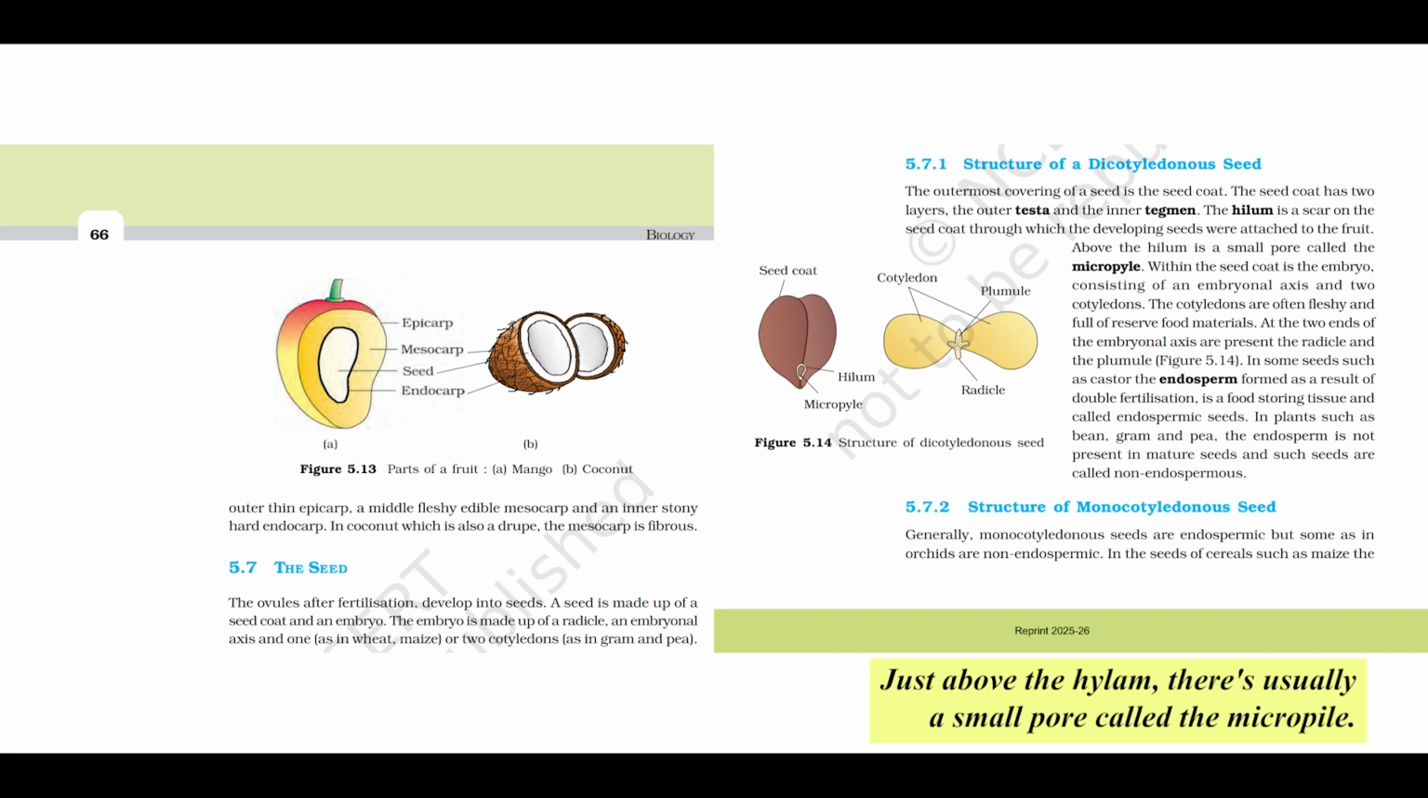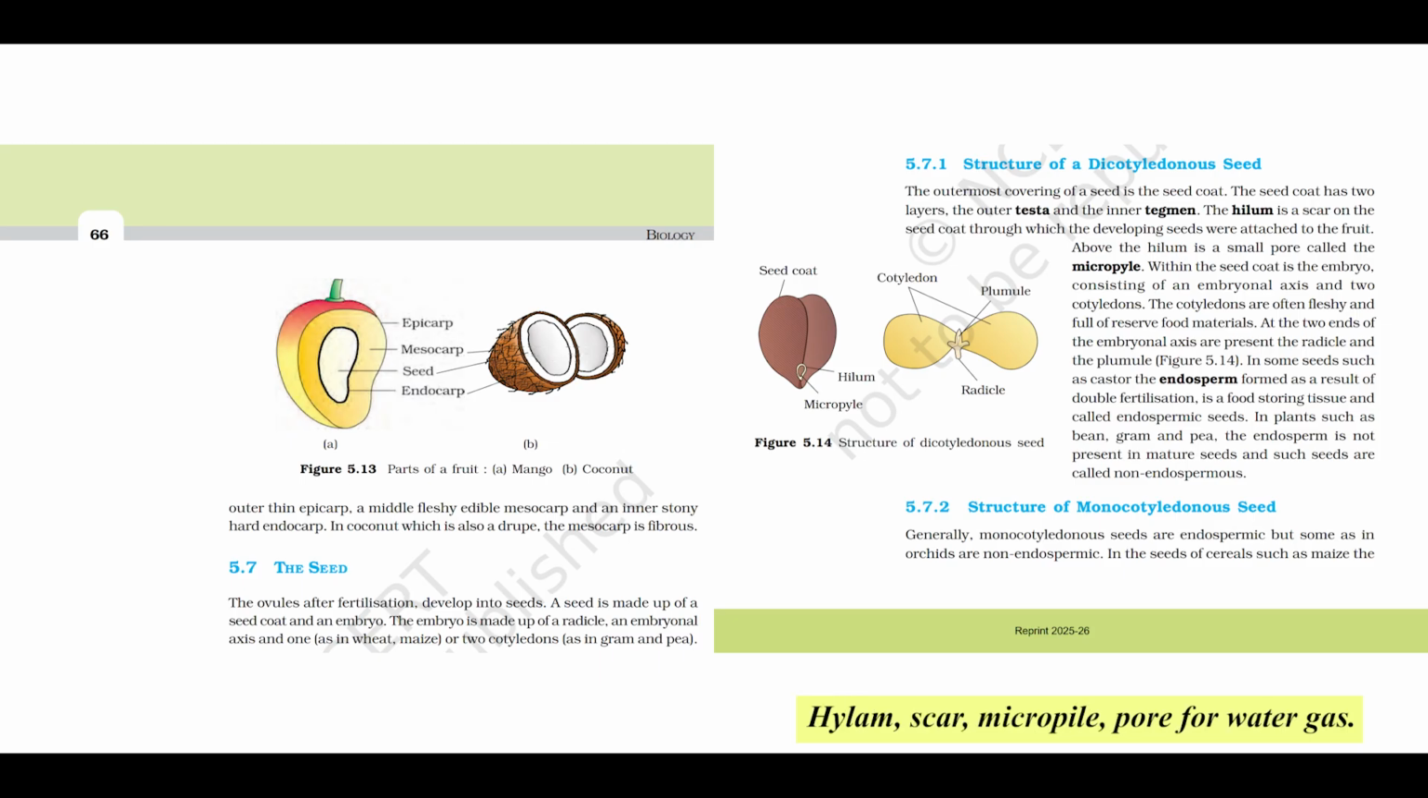Just above the hilum, there's usually a small pore called the micropyle. This tiny opening is actually a remnant from the ovule stage, and it's crucial. It facilitates the absorption of water into the seed during germination, which is often the first step to awakening the embryo. It also allows for gaseous exchange. Hilum, scar; micropyle, pore for water and gas.